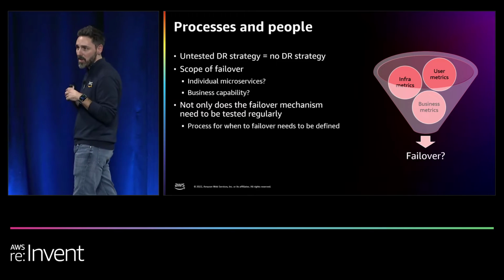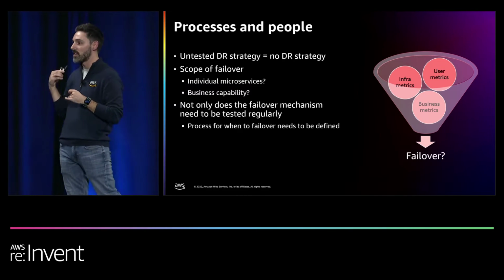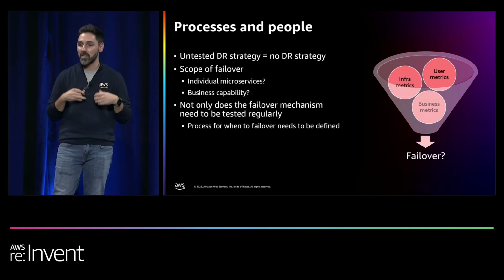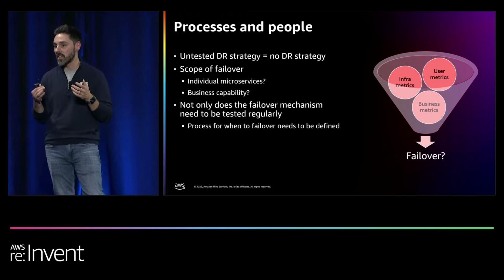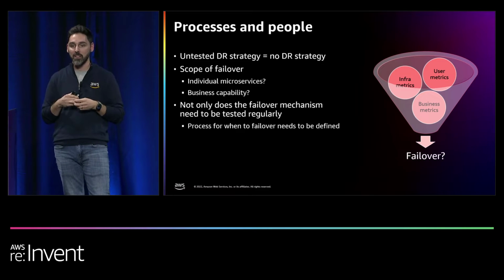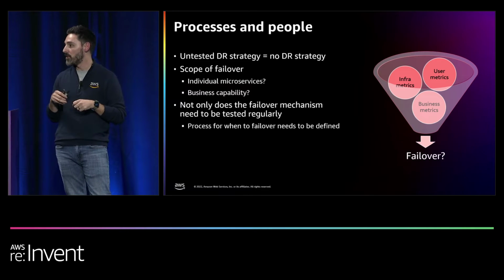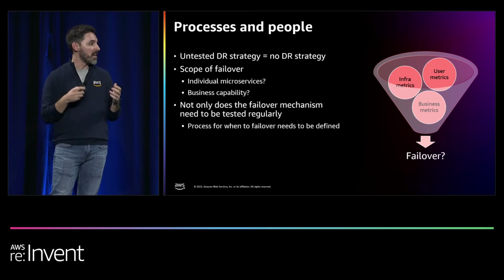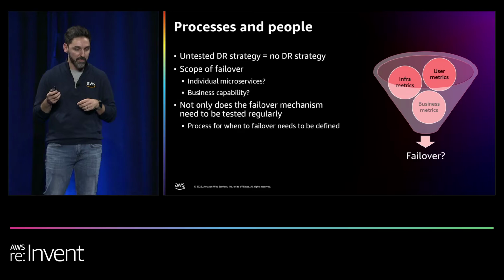And the last part is we need to define not only the automation, how we do failover, but the decision framework for enacting failover. Typically, in an organization, it's a select few individuals that are making that call of, hey, we're failing over this application. And we need to be very clear on that decision framework so we're comfortable and ready to enact that failover when we need to.